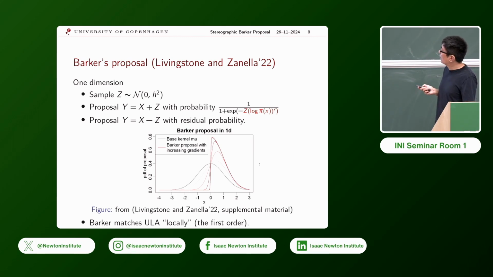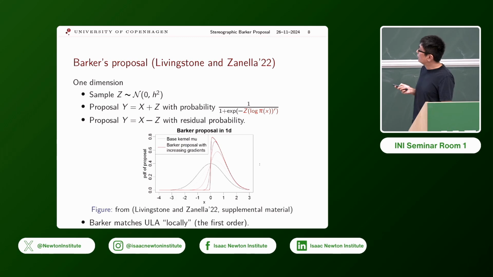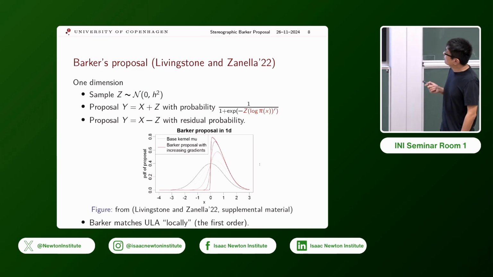This base kernel is the Gaussian density. And if you increase the gradient, the density becomes a kind of absolute value of a Gaussian. But in the middle, if the gradient is relatively small, the proposal is really like a deterministic move in the gradient direction and then a Gaussian density. So this is the one-dimension version.